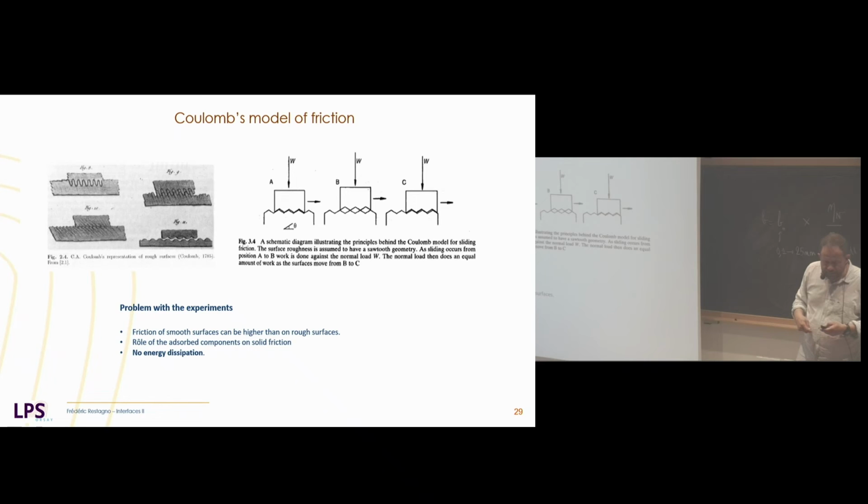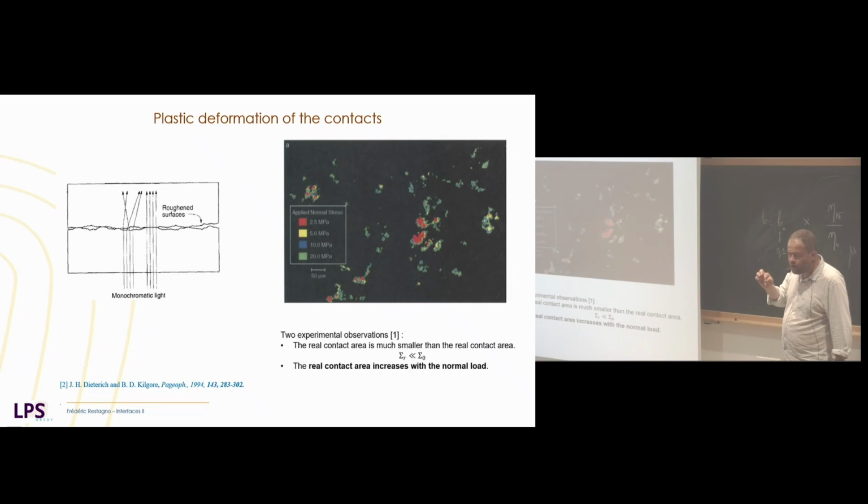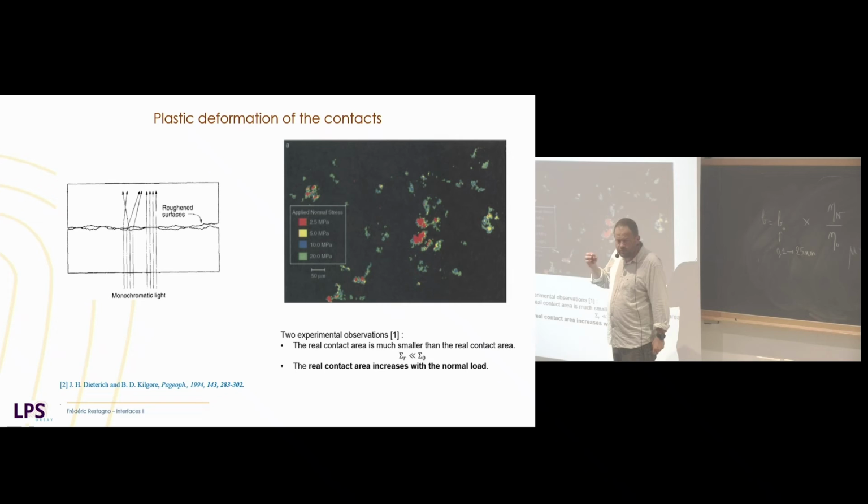So let's go to that. Basically, if we want to understand what is behind this idea of a friction coefficient which is independent of the normal load or the contact area, we have to keep in mind the fact that real surfaces are rough. Real surfaces are not planar. There is always a roughness, which means that the place where the surfaces really touch is always much smaller than the apparent contact area. And here you have this nice experiment by Dieterich and Kilgore.